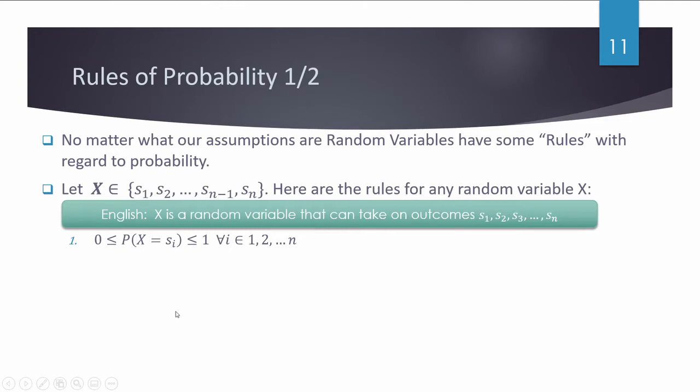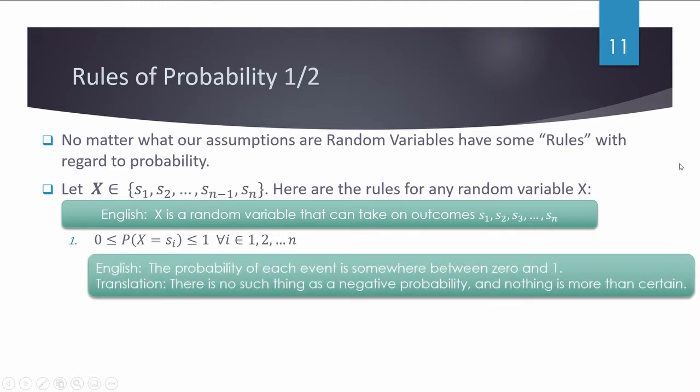Now, our first rule says the probability that x takes on any value s in our sample space has to be between 0 and 1. Very simply, this just says the probability of an event has to be between 0 and 1. There's nothing that will happen with less than 0% chance, and nothing happens with more than 100% certainty.